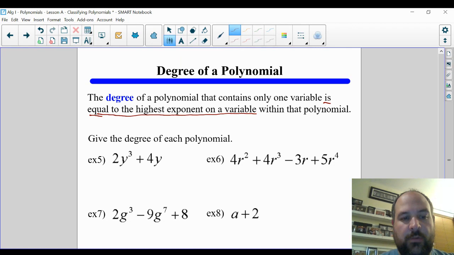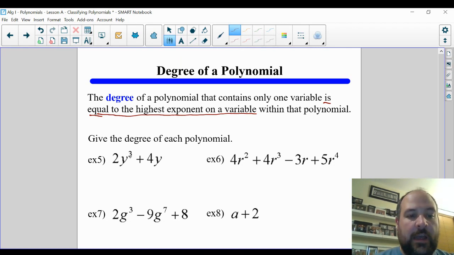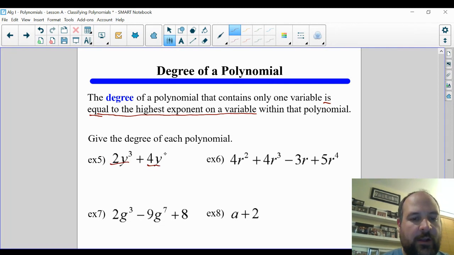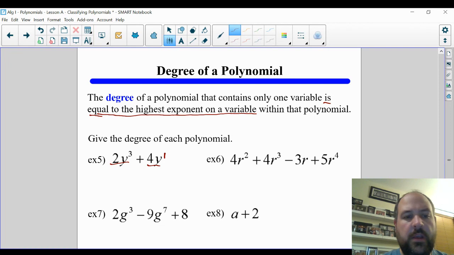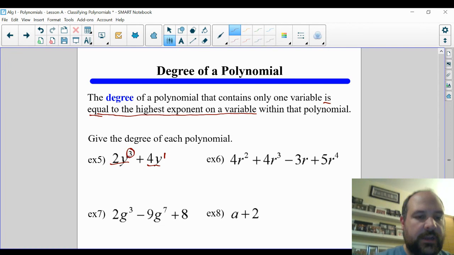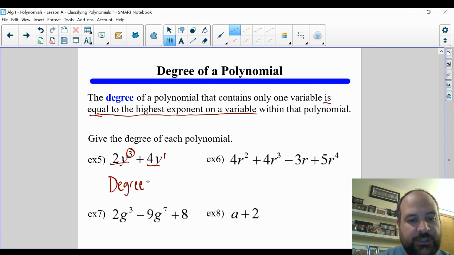So when I look at number 5 here, 2y cubed plus 4y, I see an exponent of 3 on my first term. And on my second term, the 4y, even though it's not written there, we know that this is an exponent of 1. The largest exponent here is the 3, which means the degree of this entire expression is 3.